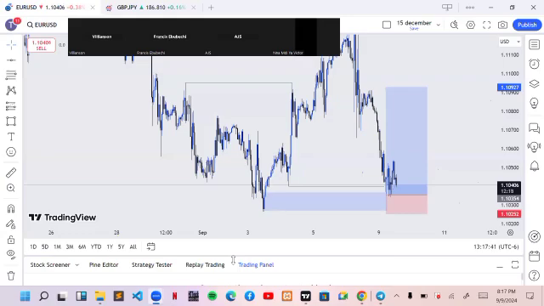You mark your break of structure. Break of structure is the body, not from the wick, it is the body.